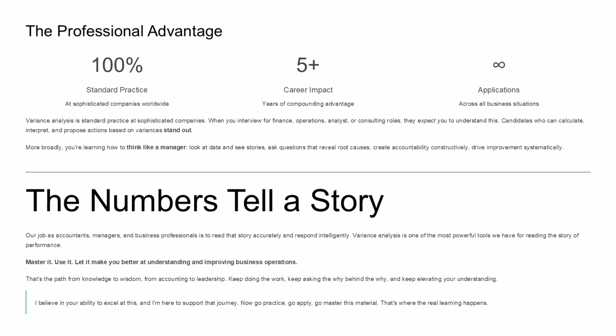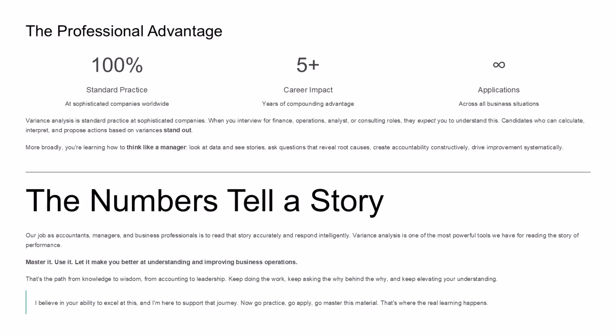Variance analysis is standard practice at sophisticated companies. When you interview for finance roles, operations roles, analyst positions, consulting jobs, they expect you to understand variance analysis. It's not optional, it's foundational. And the candidates who can not only calculate variances but also interpret them, explain them, and propose actions based on them, those candidates stand out. You're building a professional advantage.